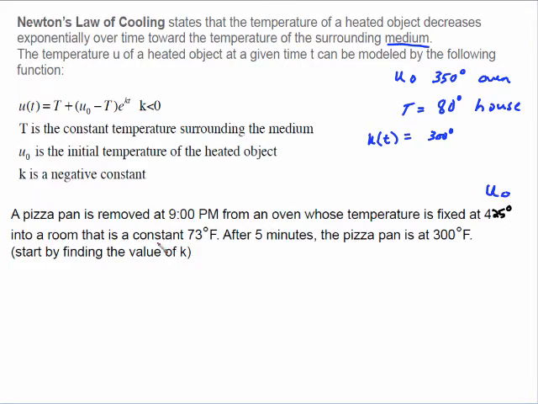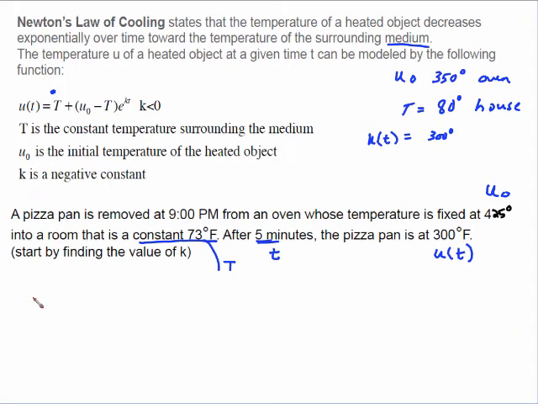It comes into a room that is a constant 73 degrees. That is the ambient temperature, the temperature surrounding the medium. So that is our capital T. After 5 minutes, now that is little t for time, the pizza pan is at 300 degrees. That is your U of T. And all we have to do is take this information and plug that into our formula up here.